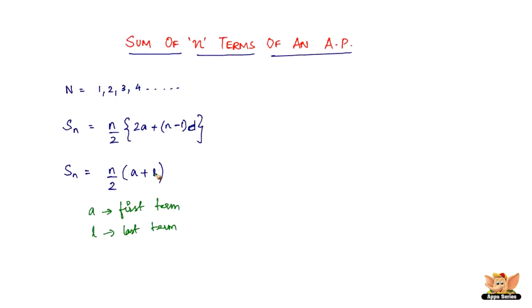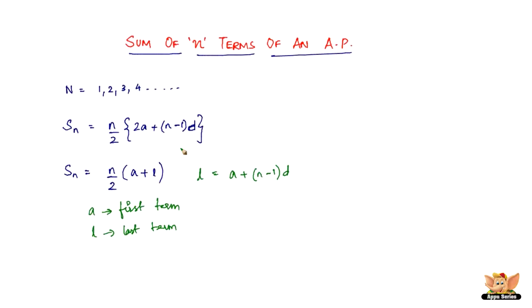Sometimes the last term is given, or sometimes the last term has to be found out by this formula, l equals a plus n minus 1 into d. Say for example, in an AP, if they tell you there are 10 terms and ask you to find the sum of the 10 terms, you can easily find the last term, right? The last term will have n as 10 and you will know the first term and the difference, so you'll find that l. So that's how you can use this formula.